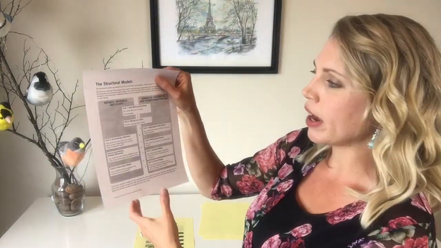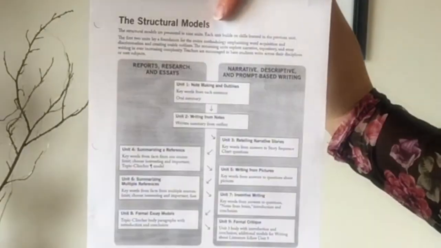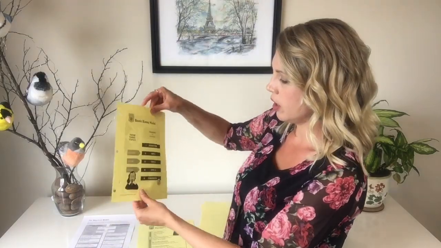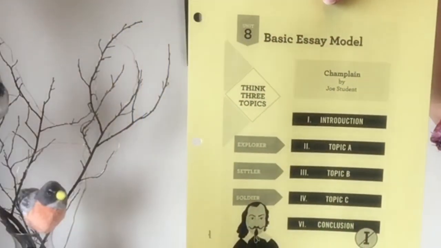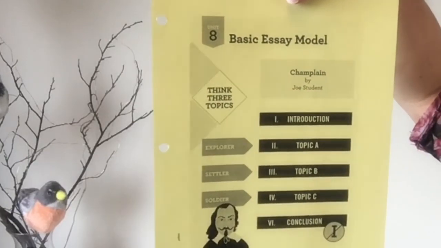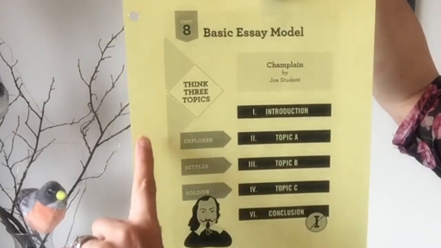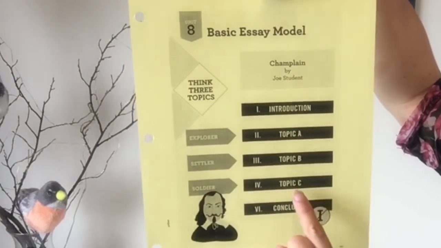So Unit 8 is back on the formal writing, and it is the formal essay model. And it teaches them how to do a 5-paragraph or longer, as they get older, essay on a subject. So they have their subject. So for example, you can see here, Samuel de Champlain was the subject, and then it teaches them once again how to find topics. So topic A, he was explorer; B, settler; C, soldier.